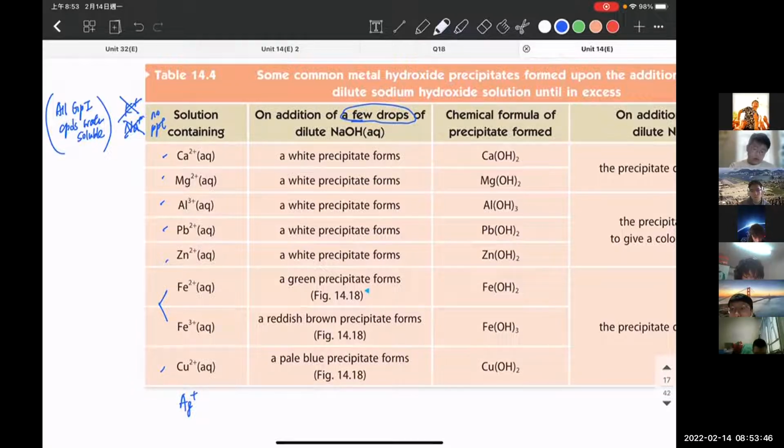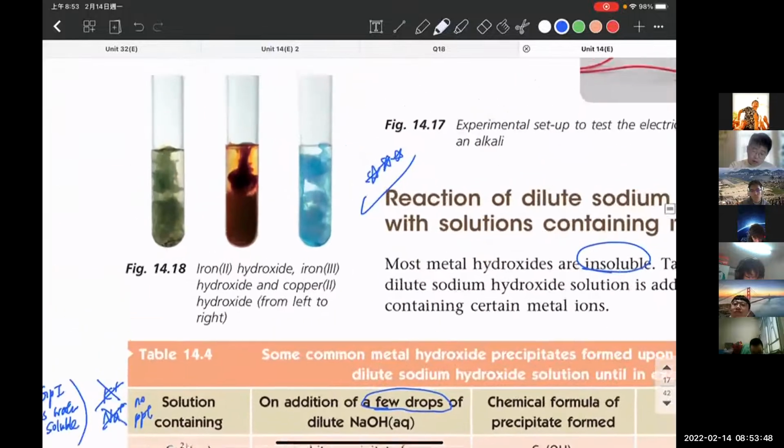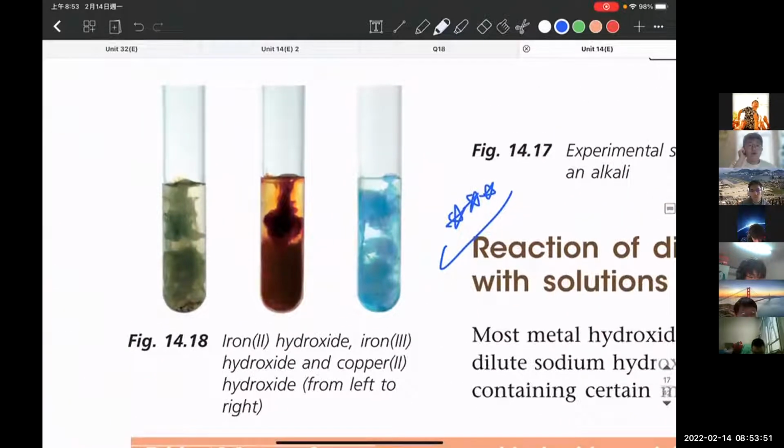And what's next is iron 2 hydroxide, iron 3 hydroxide, copper 2 hydroxide. The color of it is a little bit different from the solution, isn't it? From the solution, you describe iron 2 with the words pale green. How about this? It's no longer pale green. It seems darker, more nasty. So that's why we describe it as dirty green. All of you, please mark it down. It is a dirty green PPT.